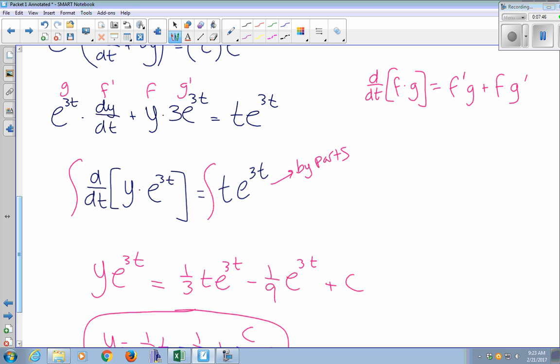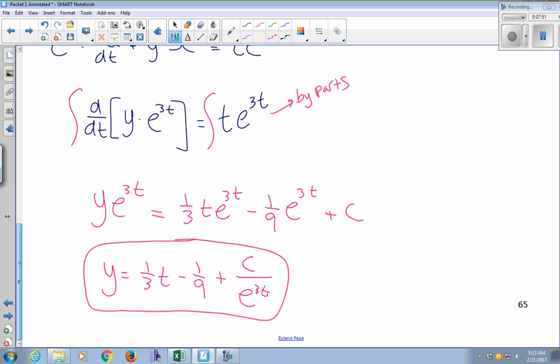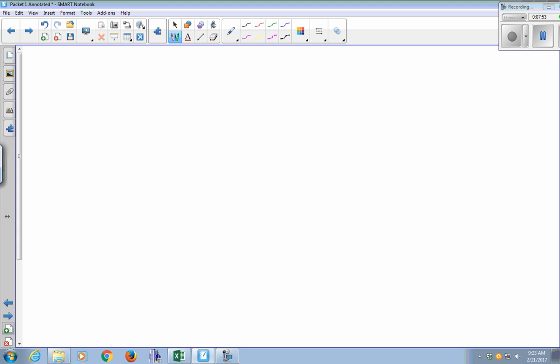Okay, so let's quickly go over how to do that integration by parts. Just a quick review. The integral of t e to the 3t. I'll do it on a separate piece of paper.